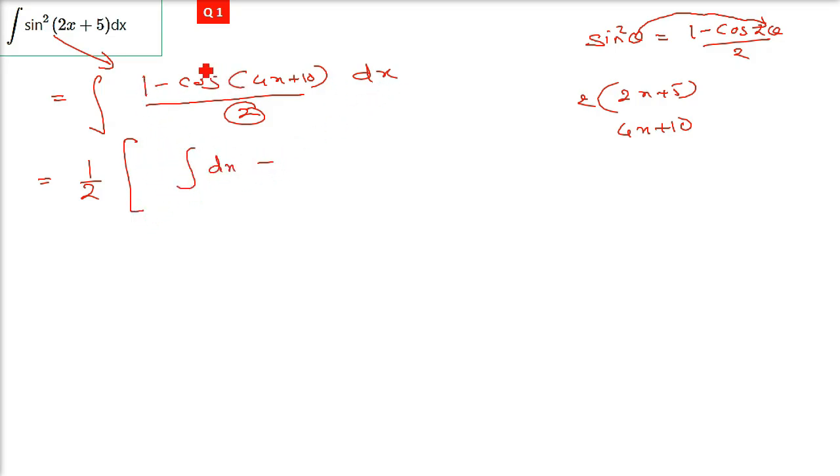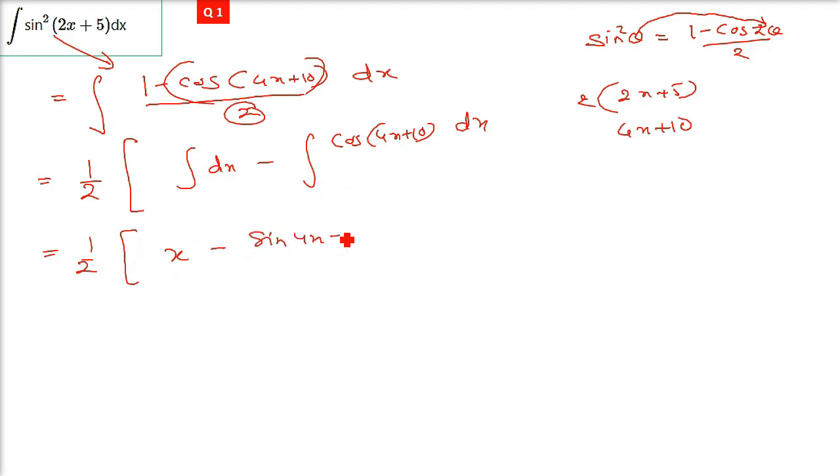So integration of dx, and the other part will be integration of cos 4x plus 10, because the 2 is already taken outside. This is your dx. See how easy it has become. This is half. Integration of dx is x. Integral of cos is sine 4x plus 10.